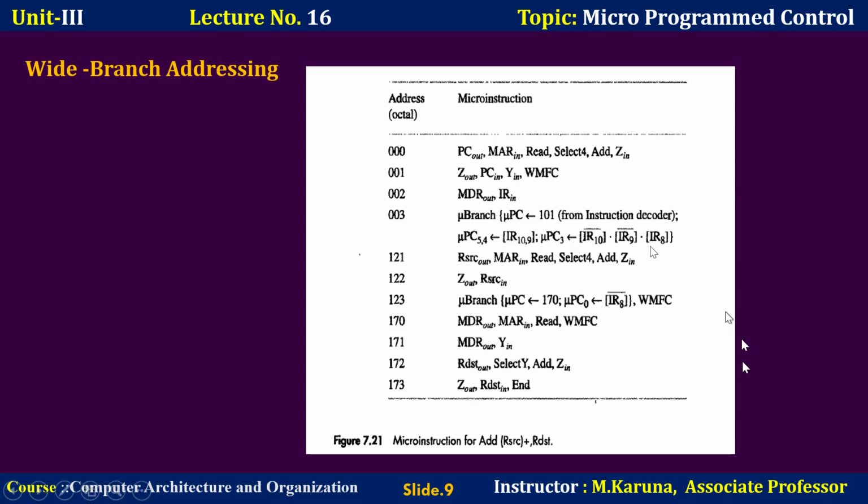Now these are the control signals required to perform whatever we discussed in the previous slide. The first step indicates the first instruction, the next step indicates the next instruction. The first instruction contains the following control signals, the second instruction contains the following control signals. Each instruction is assigned some address, starting with 000 octal. At address 000 the first instruction is available, at 001 the second instruction is available. Likewise, instructions up to 173 are required to perform the different types of addressing modes.